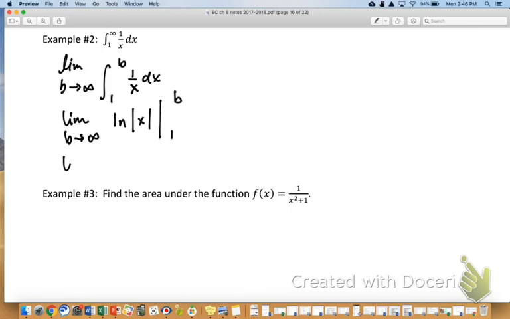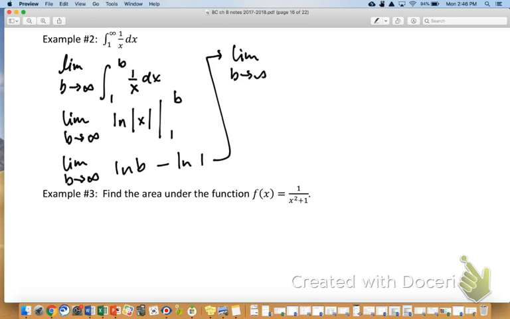So that'd keep going. I'd say the limit as b goes towards infinity of ln of b minus ln of the absolute value of 1. This is where you could simplify things a little bit right away. What's the natural log of 1? 0. So why not just do that and say the limit as b goes towards infinity of natural log of b? This is where we would come to a conclusion.